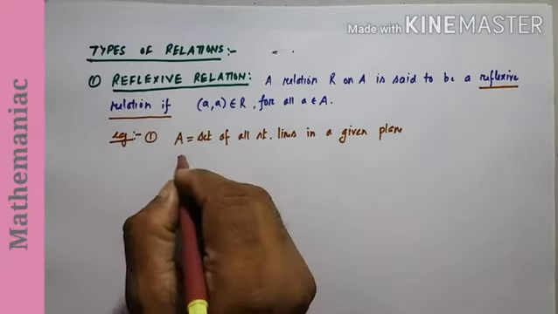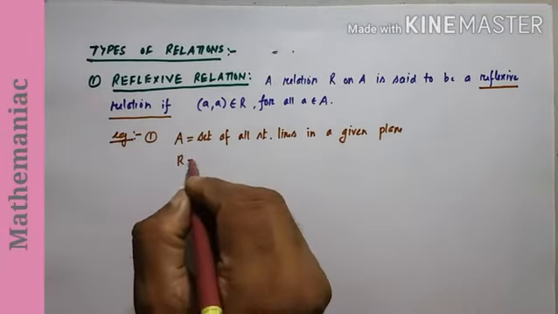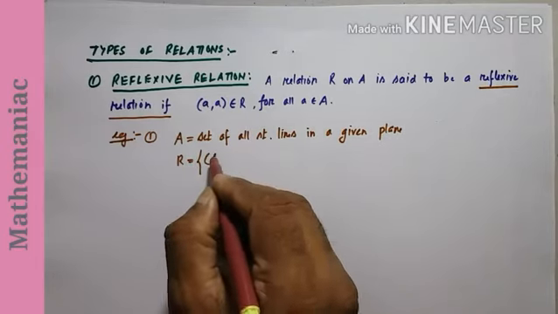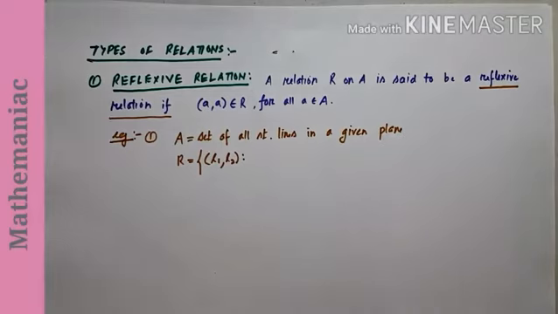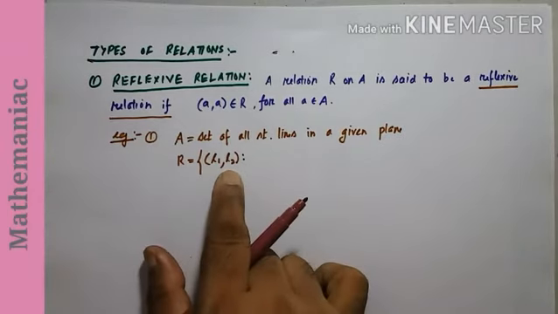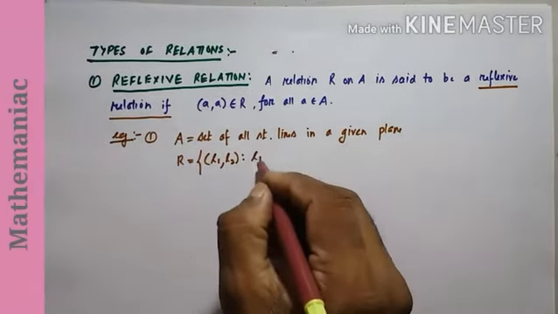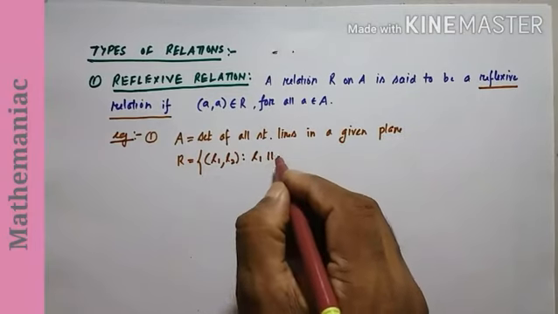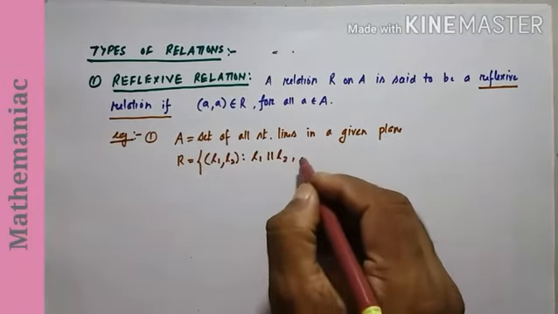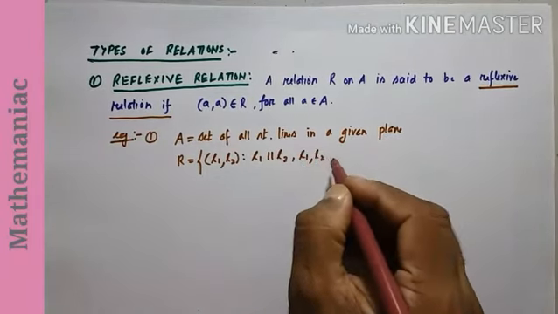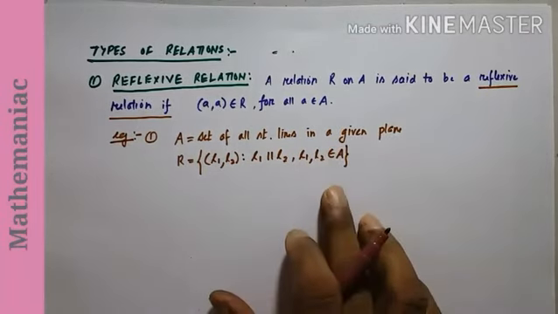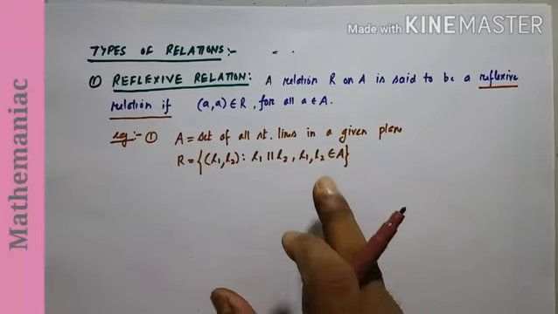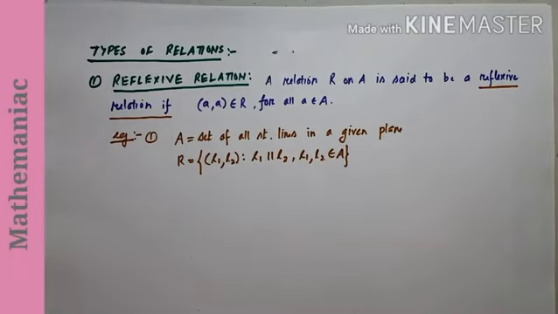And now the relation R we want to define as: say there are two lines L1 and L2. We will say that L1 and L2 are related if L1 is parallel to L2. And where will L1 and L2 be picked from? They will be taken from the set A. So now this relation is reflexive. Why is it reflexive? Let us explore.